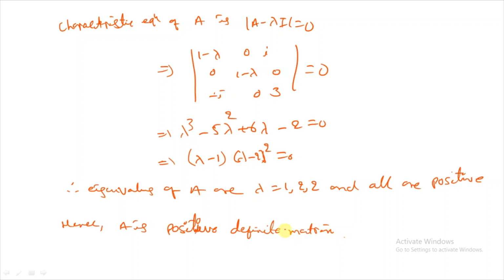In this way, you can check. The other way is to go for leading minors. The first leading minor is positive, the second is positive, and the determinant of order 3 is 2. All leading minors are also positive. You can go for any one of the methods; no need to check all the methods. Let's see another example.